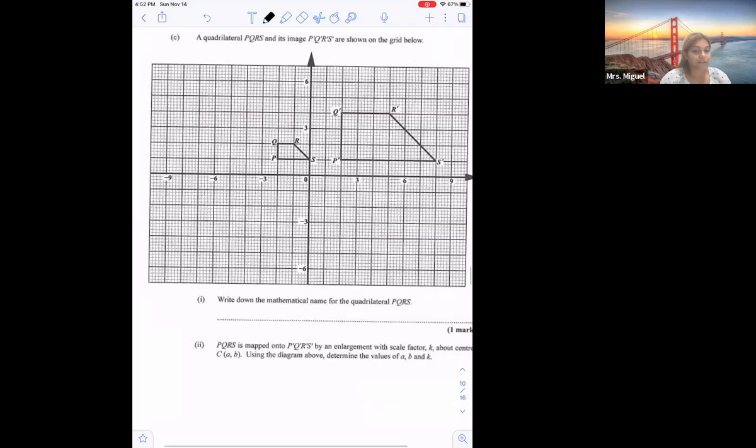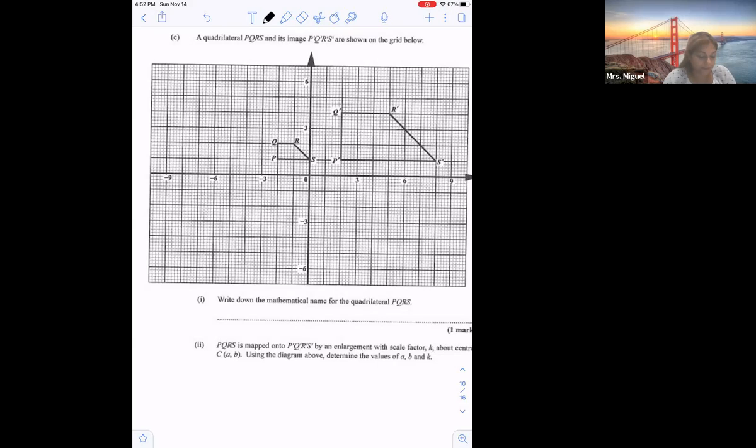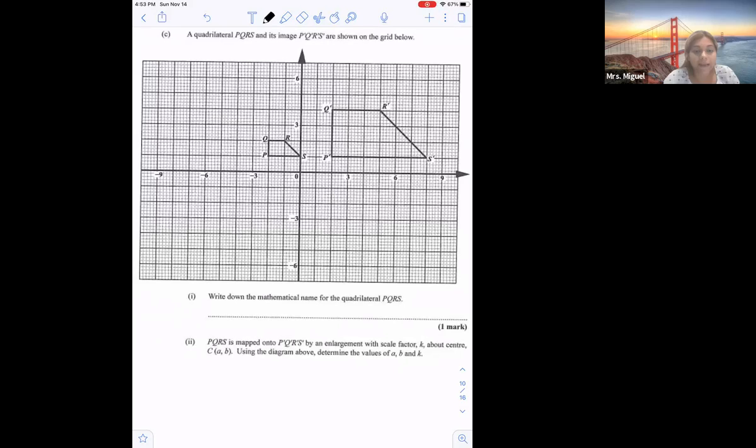Let's look at the quadrilateral here. So in every question 3, you are given some sort of translation. Write down the name for the quadrilateral PQRS. PQRS has 1 pair of parallel sides, and we have a special name for PQRS. It is called a trapezium.